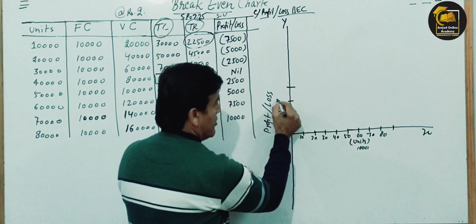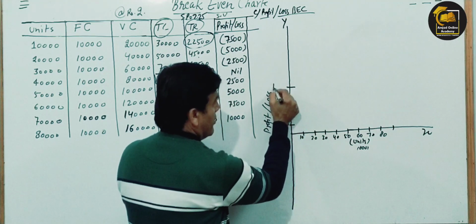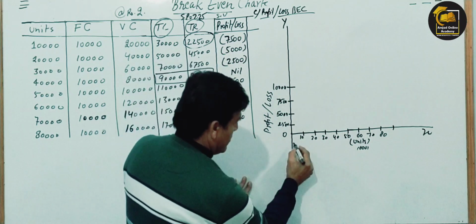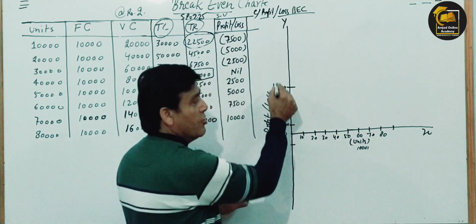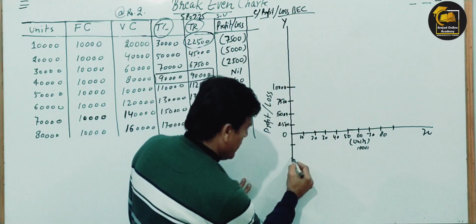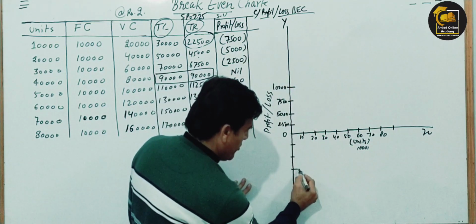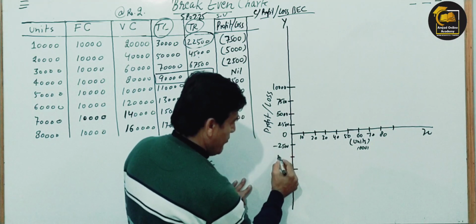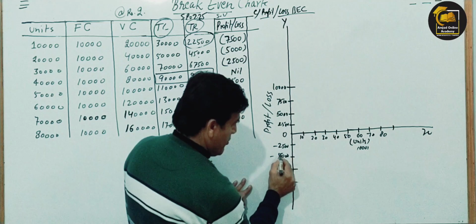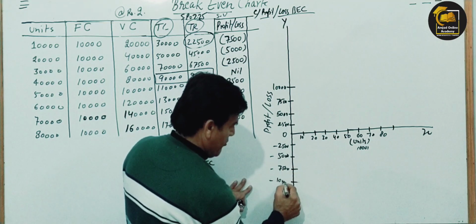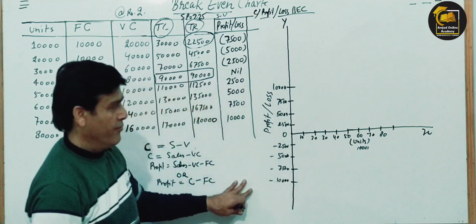2,500, 5,000, 7,500, 10,000. All right, and whatever the scale you are using for the positive side, you have to use the same scale on the negative side also, means this same scale.